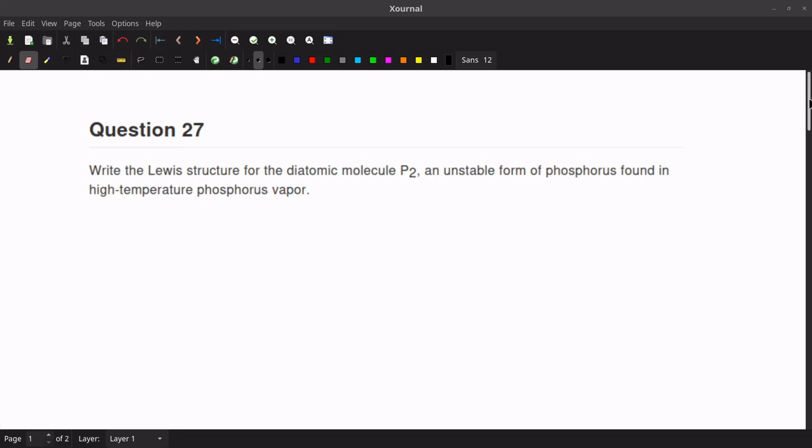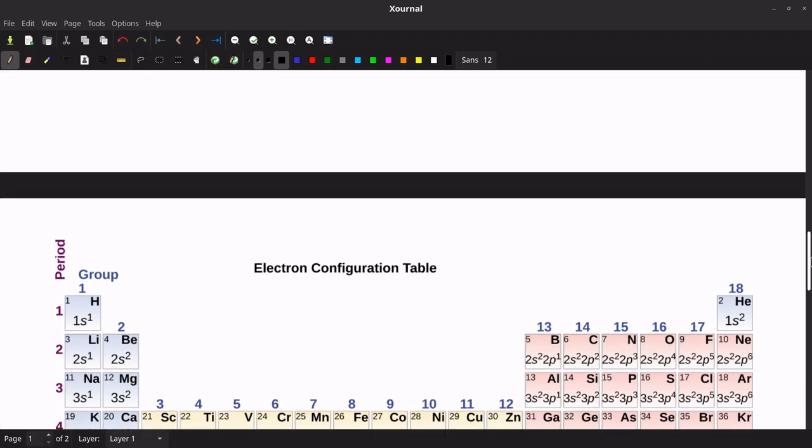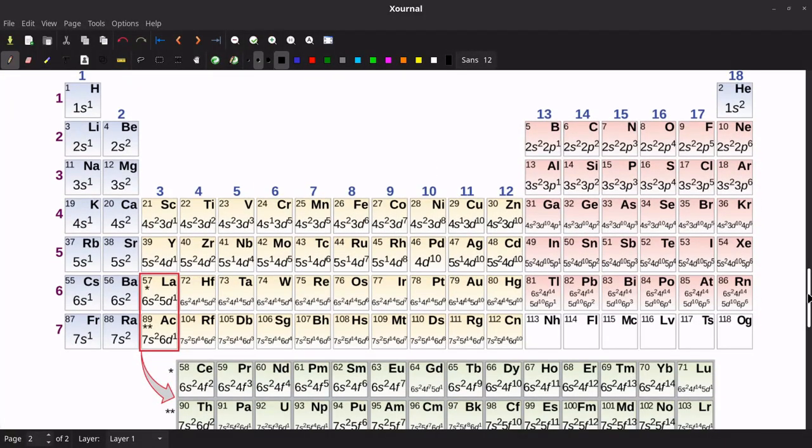So the first thing I always do is write down which type of atoms I have. I only have one type in this problem. It's phosphorus. The next thing I'm going to do is write the abbreviated electron configuration. In order to do that, I'm going to come down to our table for the electron configurations and take a look at phosphorus here. So 3s2, 3p3, and the core is going to be neon.